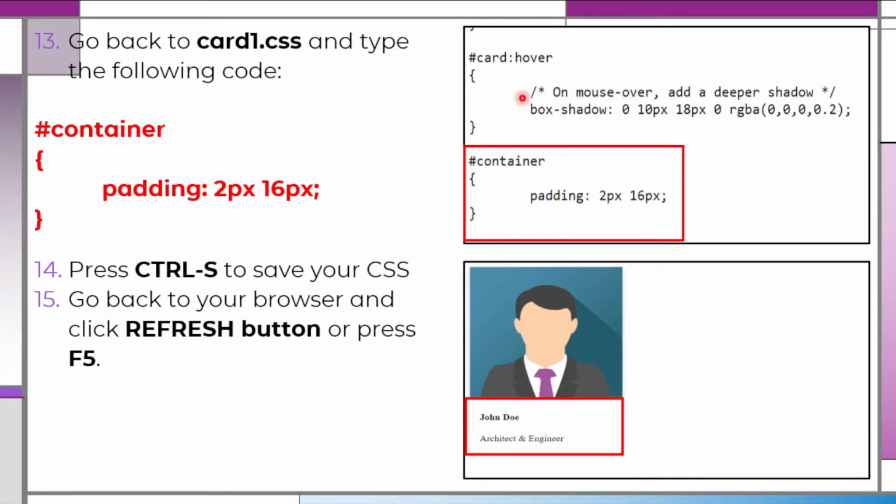So the card in itself is the entire thing, and the card is being kept inside a container, and we adjust the spacing, the padding. So this is 2px and 2px, and then this is 16px and 16px on left and right.